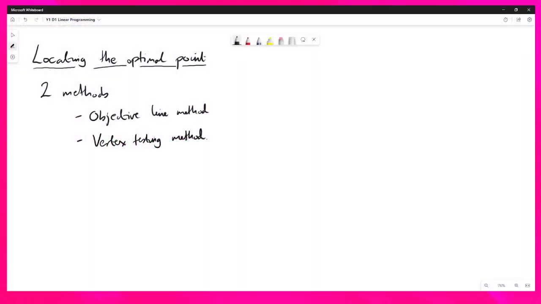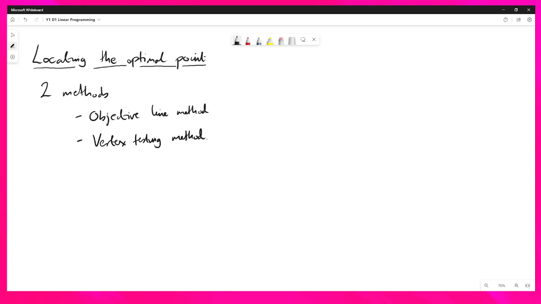The two methods are the objective line method and the vertex testing method. You may well be told in the exam which method to use, so you do need to know both. If you're not told, you can use whichever one you prefer.